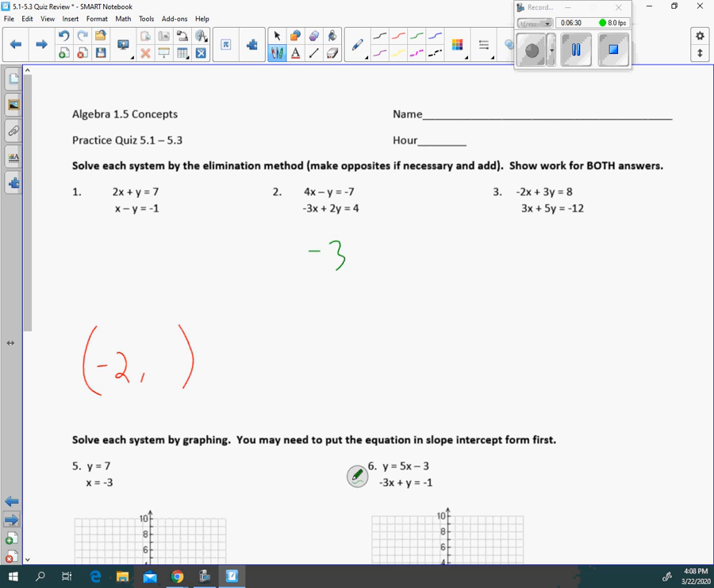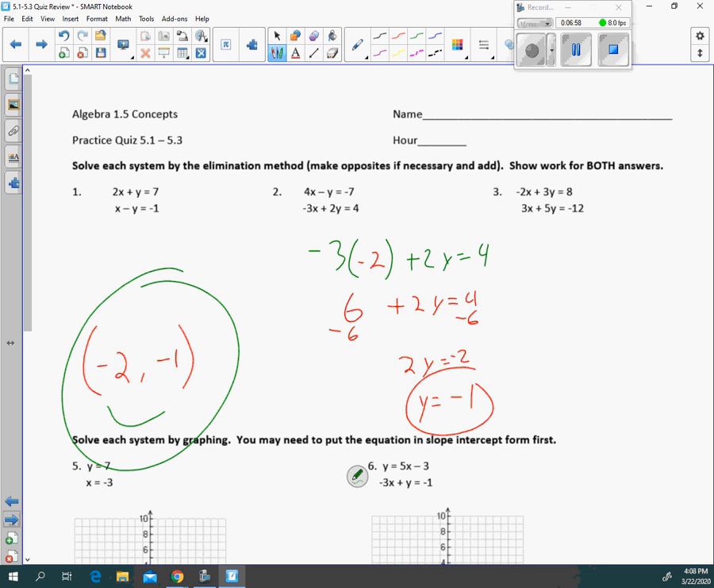So I'm going to do negative 3 times x plus 2y equals 4. But x, as we all know, is negative 2. Mind your signs. Don't mess up that. That's a positive 6 plus 2y equals 4. So when I minus the 6, I'm going to get 2y equals negative 2. And y is therefore equal to negative 1. Final answer. Yeah! Smiley face.